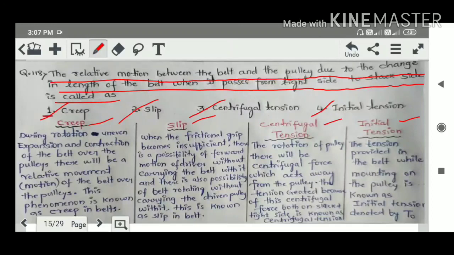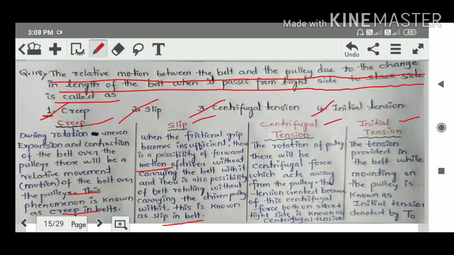Okay friends, first we will see the creep. During rotation, due to uneven expansion and contraction of the belt over the pulley, there will be a relative movement or motion of the belt over the pulley. This phenomenon is known as creep in the belts. Okay friends, and the second one is slip. When the frictional grip becomes insufficient, there is a possibility of forward motion of the driver without carrying the belt with it, and there is also a possibility of the belt rotating without carrying the driven pulley with it. This is known as slip of the belt.